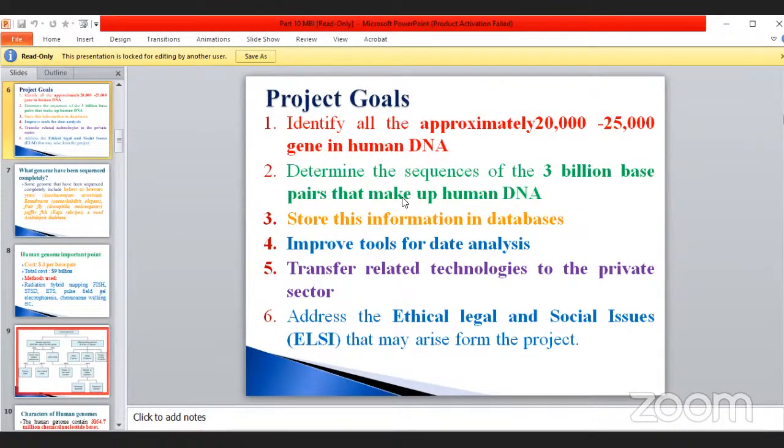Second, 3 billion base pairs make up human DNA. Store the information in the form of a database, not only for human beings but also other animals. Just go and check the DNA library or DNA fingerprinting, and the DNA library will give the information. Improve tools for data analysis. Transfer related technology to the private sector, for example from the central government to the police department or any bomb squad, whatever it may be. And there are also ethical, legal, and social issues.